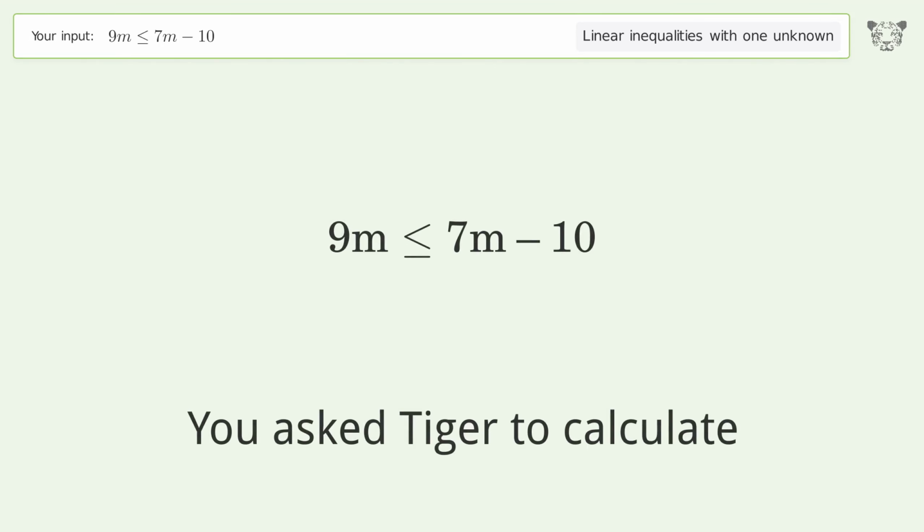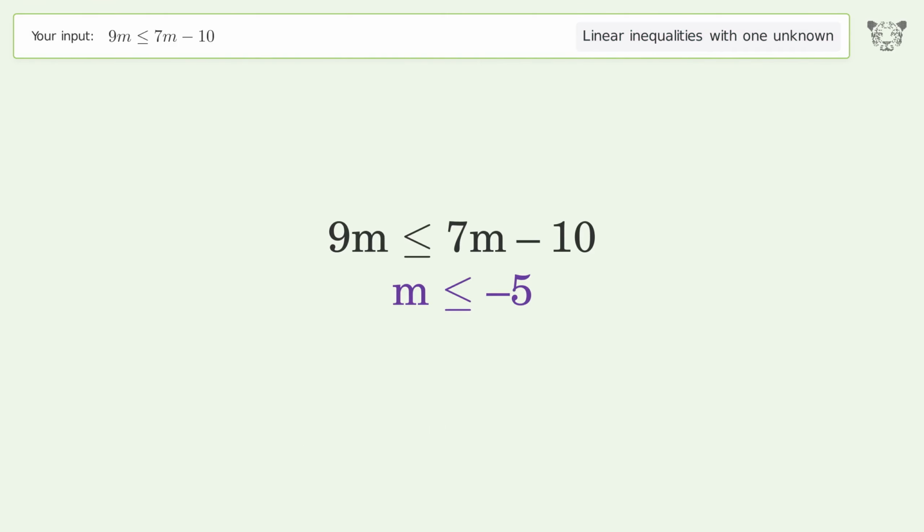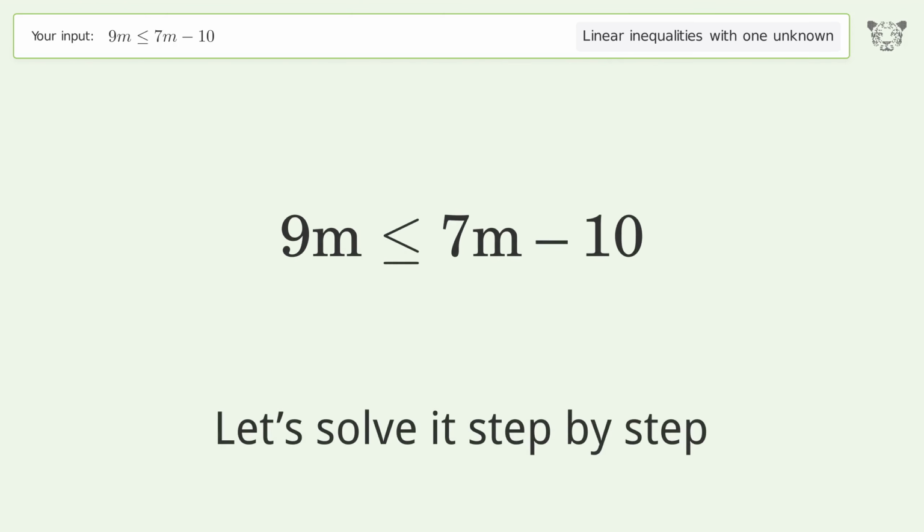You ask Tiger to calculate. This deals with linear inequalities with one unknown. The final result is m equal or smaller than -5. Let's solve it step by step.